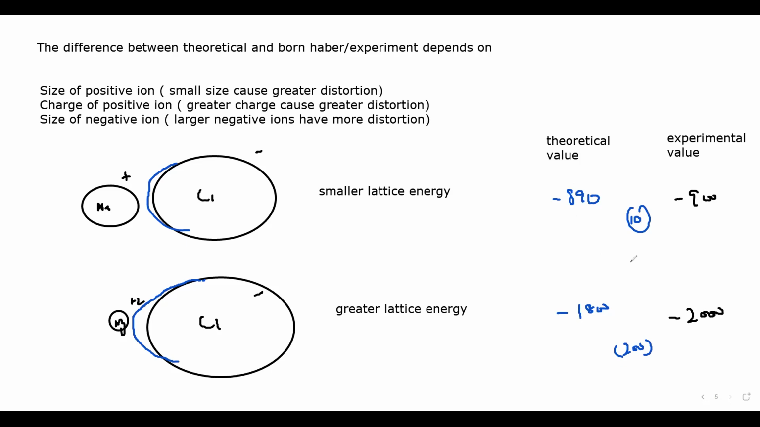Is it clear that if the charge of the positive ion is smaller, there is less distortion, and if its charge is greater, then it will cause more distortion, which leads to a greater difference between the theoretical and experimental lattice energies.